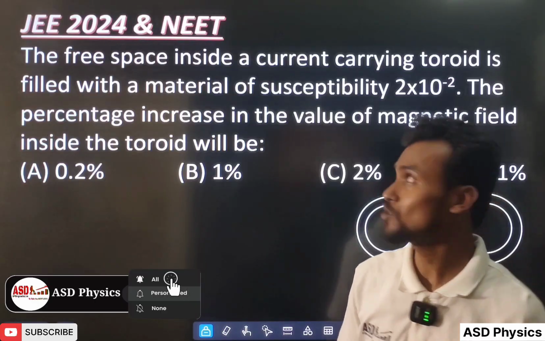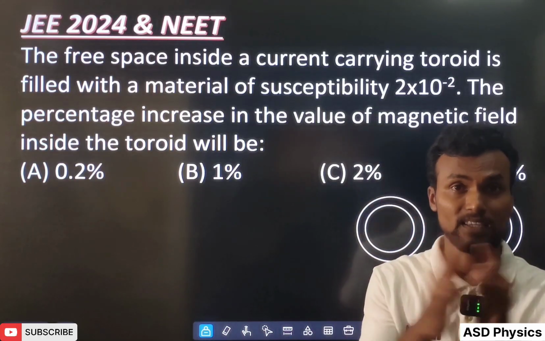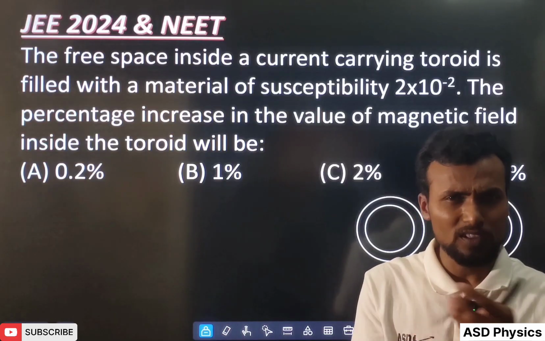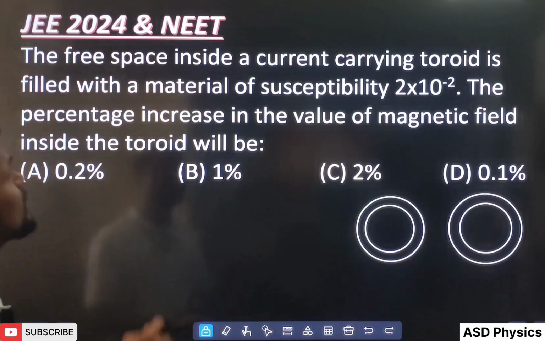So students, in this video we are going to solve the questions from the chapter Magnetism and Matter, and you should have somewhat good knowledge of the magnetic field. Okay students, so let's go through the question and let's solve it.